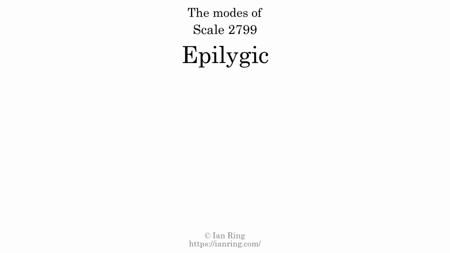This scale has 9 modes. The first mode is itself. The second mode is scale 3447, also known as Epilygic. It sounds like this.